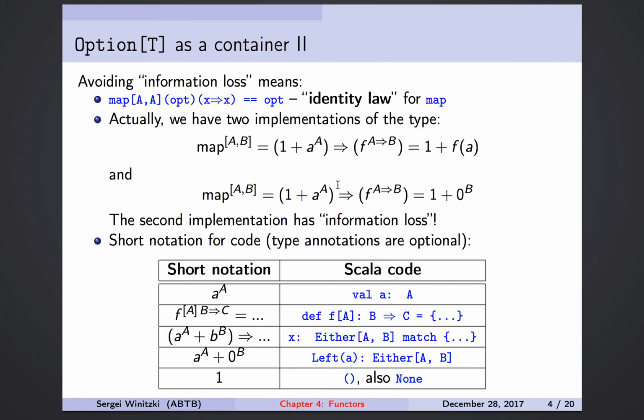So basically, the second version always loses information. It never takes this a and does anything with it. So even if I give the identity function here, I will still lose this a. So that version has information loss. And we don't want that. So we will prefer the first implementation.